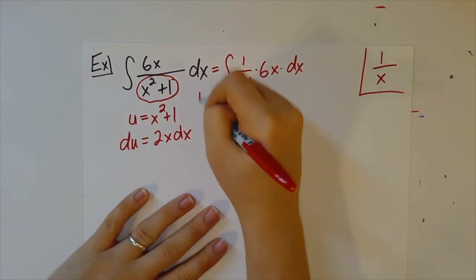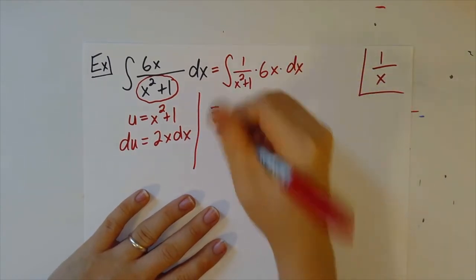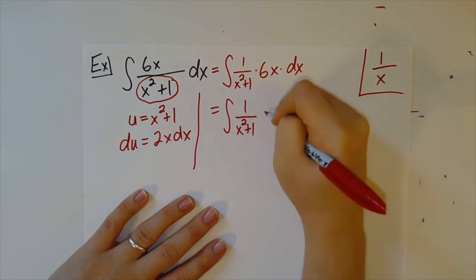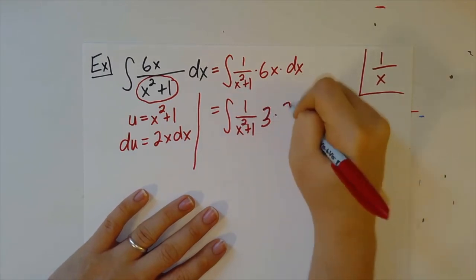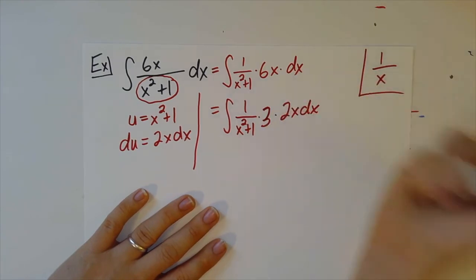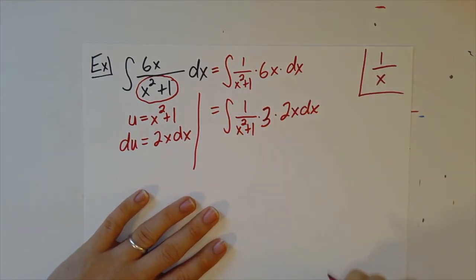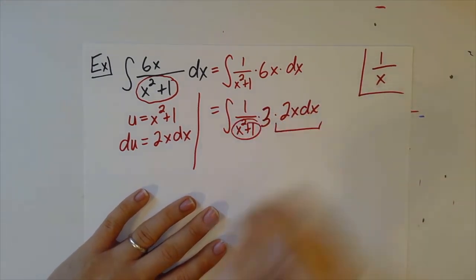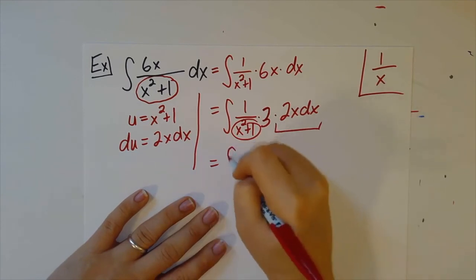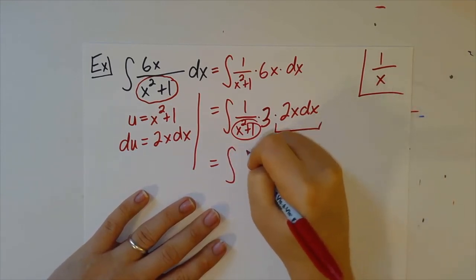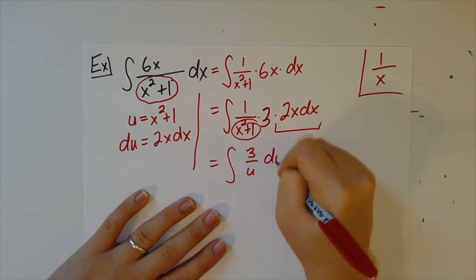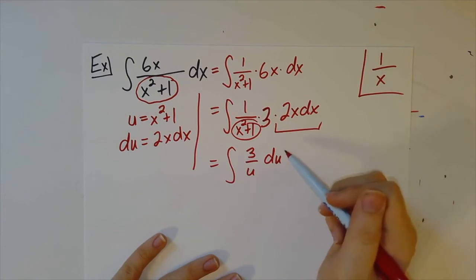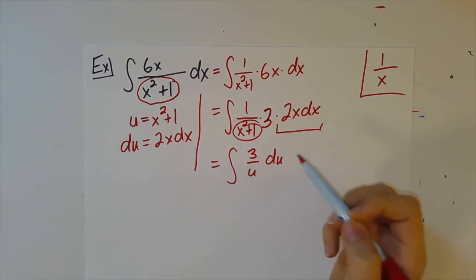But actually here I can make that happen without doing any borrowing. I can just factor the 6. And so I can rewrite this as 3 times 2x dx. And so now that is my du, and that's my u. So this will be the integral of 3 over u du. Beautiful. And now, again, I've gotten rid of all of my x's.